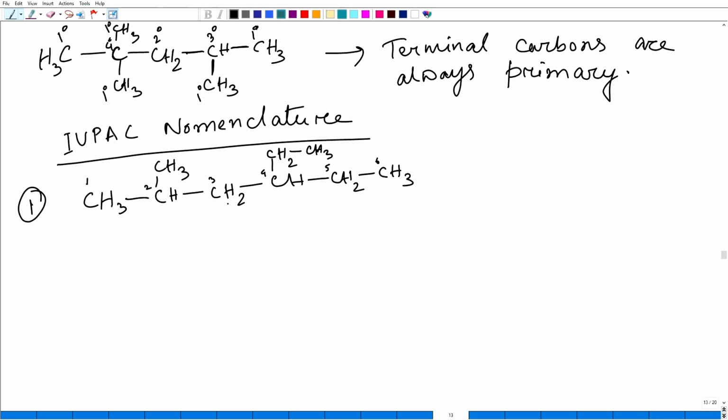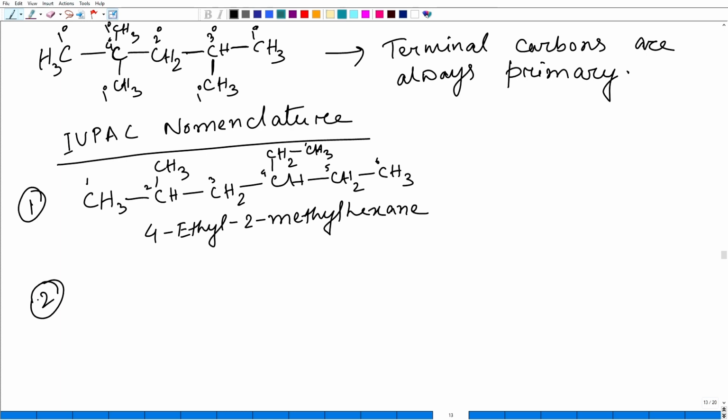So, we will name it. Now, among methyl and ethyl groups, E comes alphabetically before M, so ethyl will be first. So, we will write 4-ethyl, 2-methyl, and 6 carbons, so hexane. If we had numbered from this carbon and taken this as the substitution, then the same thing would have happened.